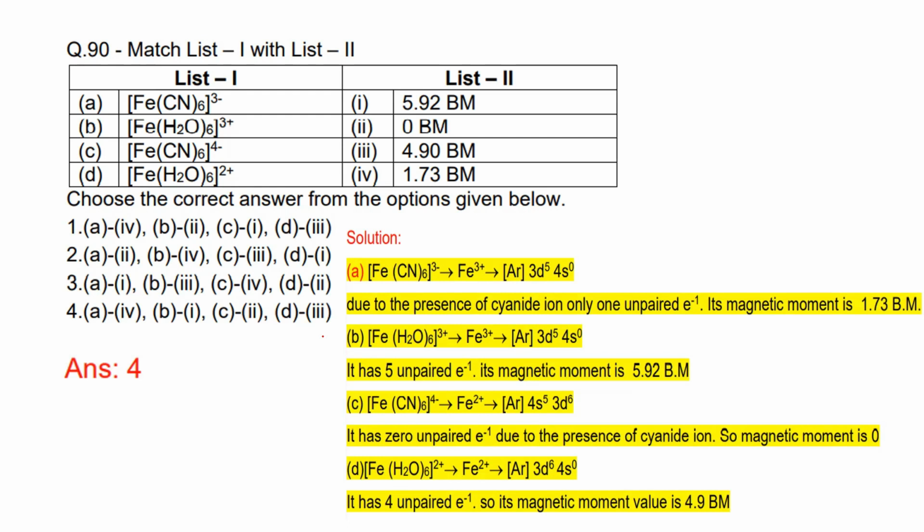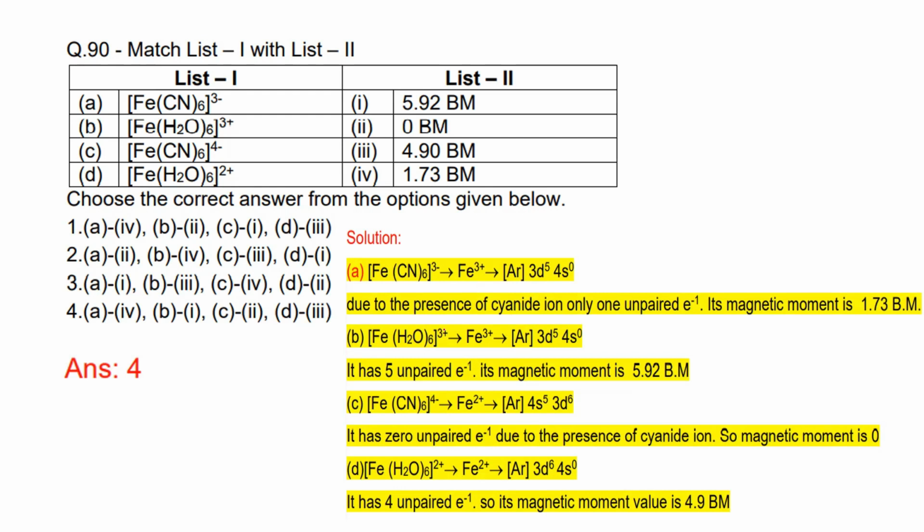Next, FeH2O6 2 plus, and again Fe2 plus ion only, 4s0 3d6, and out of the 6, 2 electrons are paired and the remaining 4 are unpaired. So 4 unpaired electrons are there. So 4.9 Bohr magnetons will be the magnetic moment. Okay, so based on that, you can give your answers. And that is there in option 4. So A4, B1, C2 and D3. So that is the correct matching. So option 4 for question number 90.